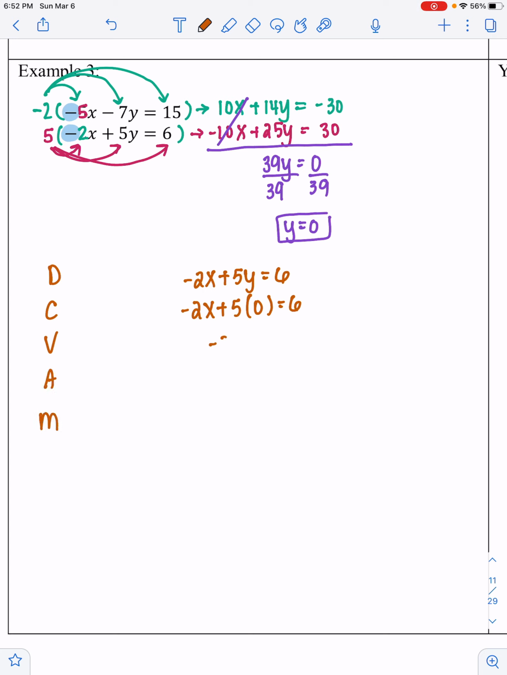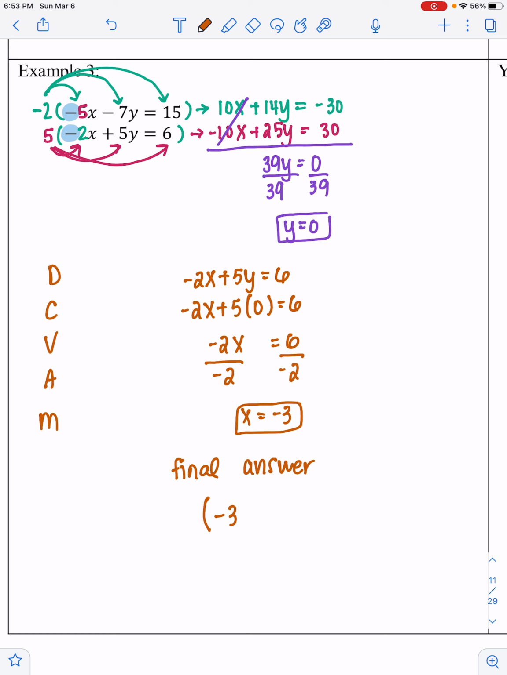Distribute, this becomes just 0. So negative 5 times 0 cancels out. Combine like terms, nothing to combine. Move your variables to the left side, done. Add or subtract our constant. There is nothing for us to add or subtract on the right side, so we're down to that last step already. Divide by negative 2 on both sides. We get x equals negative 3. Make sure you are writing your final answer in coordinate form. The x value comes first, so negative 3, followed by our y coordinate, 0.